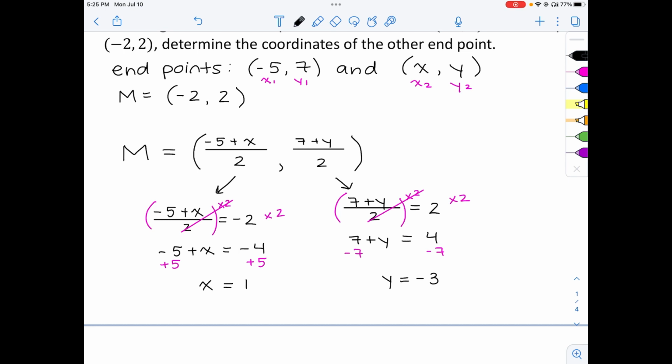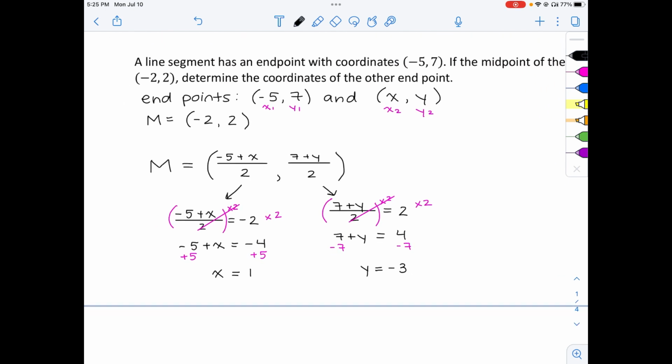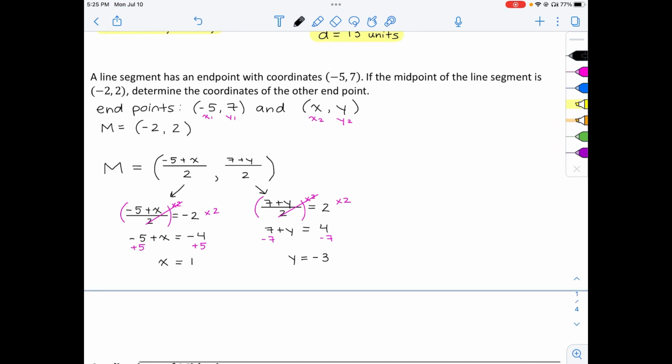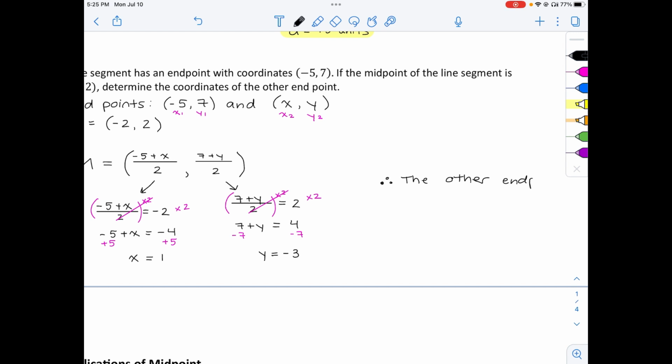Okay, so we know both the x coordinate and the y coordinate. So the last thing to do is just to state our final answer. So the question is asking to determine the coordinates of the other endpoint. So we can just write a therefore statement or sentence answer. We'll say therefore the other endpoint is, and we'll write it as an actual coordinate. So that point is going to be 1, negative 3. Okay, so that's just the proper way to write it for best communicating your answer for full communication marks. Don't just leave x equals, y equals, write it as an actual coordinate, and that is the other endpoint.